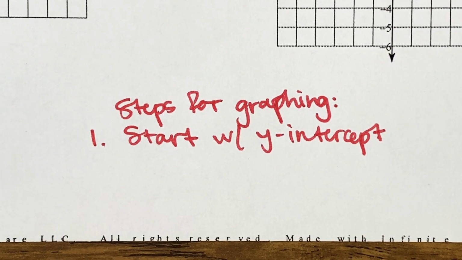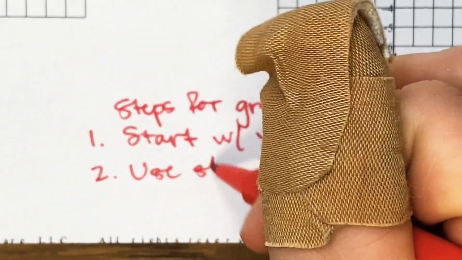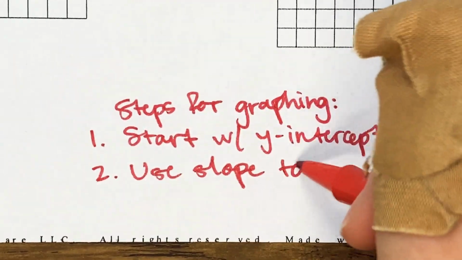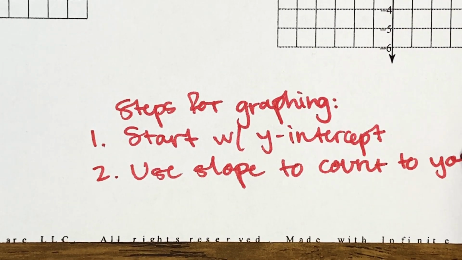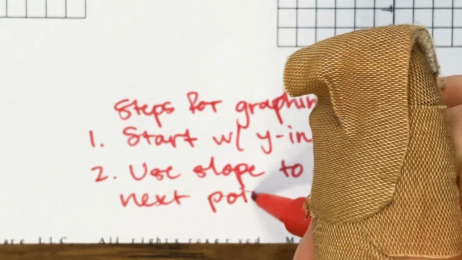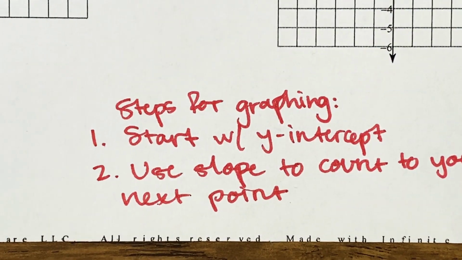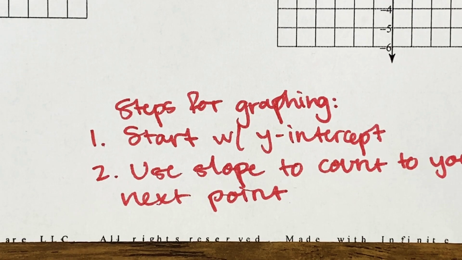Your second step is going to be to use the slope to count to your next point. So those are our steps for graphing. The first one, we're always going to start with our y-intercept. Second one, we're going to use the slope to count to our next point.